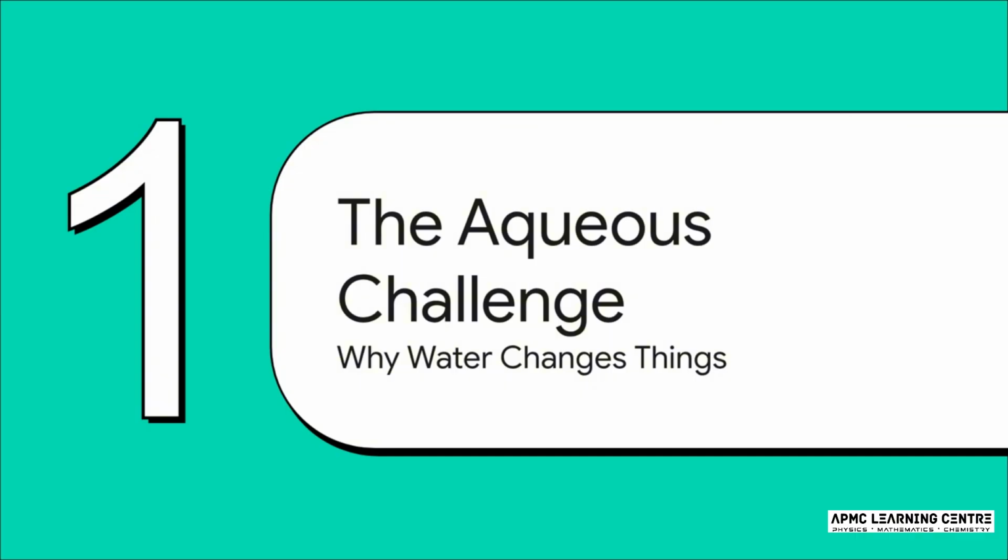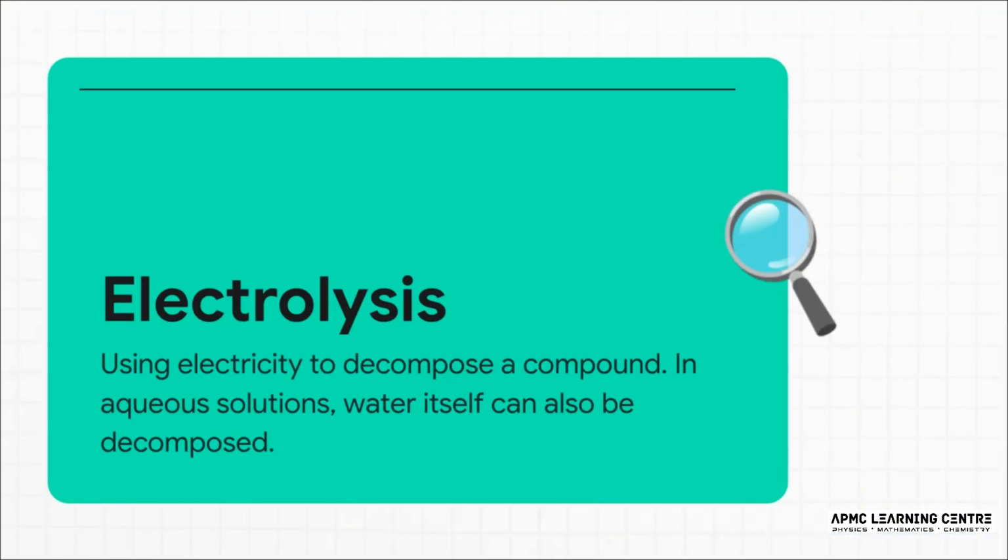Why does adding water change everything? So here's the absolute key. Electrolysis is just using electricity to break a compound apart, right? But in an aqueous solution, that just means dissolved in water, you've got 2 things that can be broken down. You've got the salt you put in, and you've got the water itself. Both of them are potential candidates. They're both fair game for the electricity.